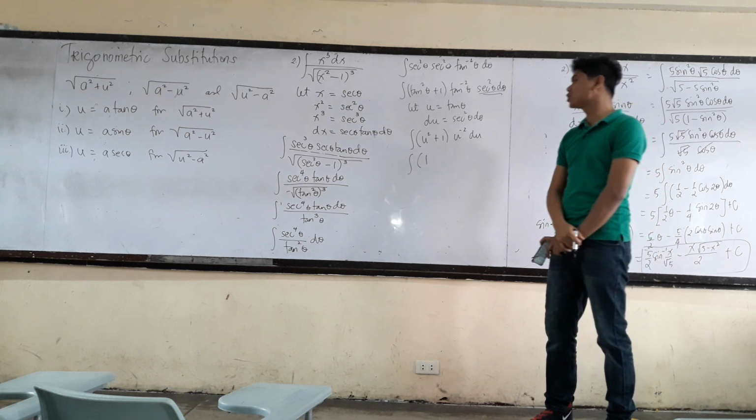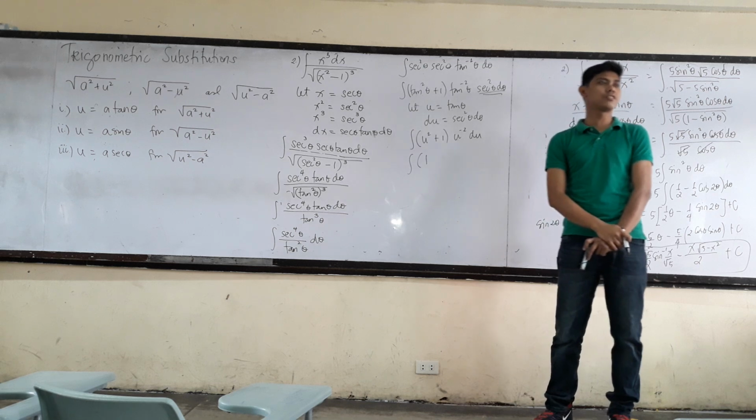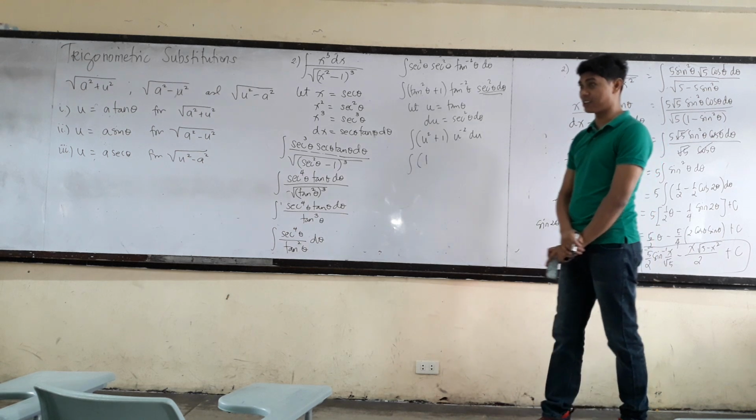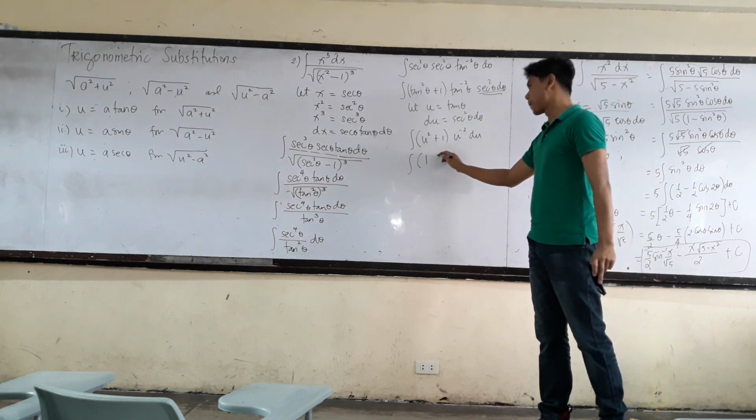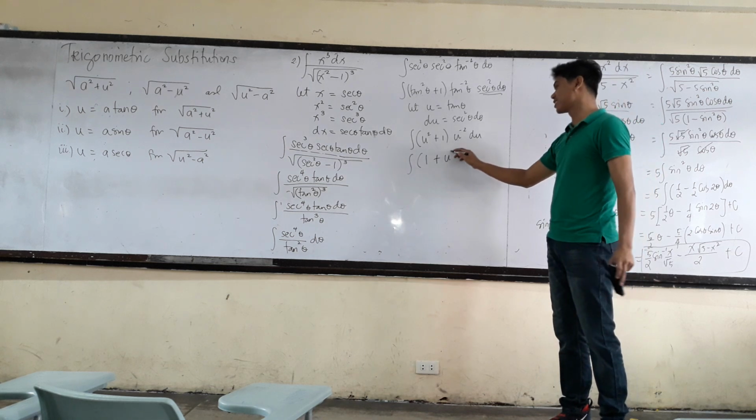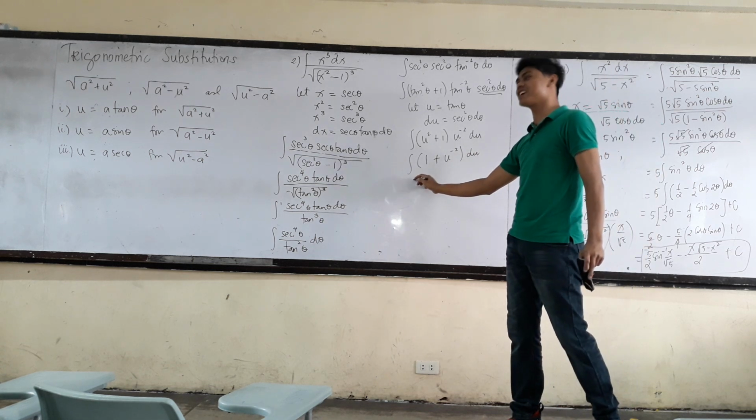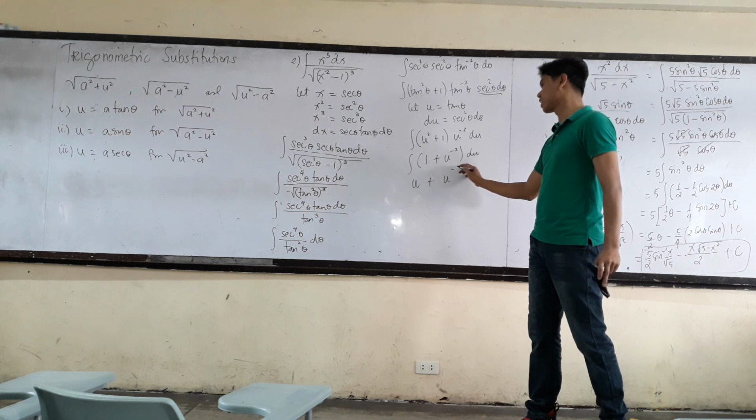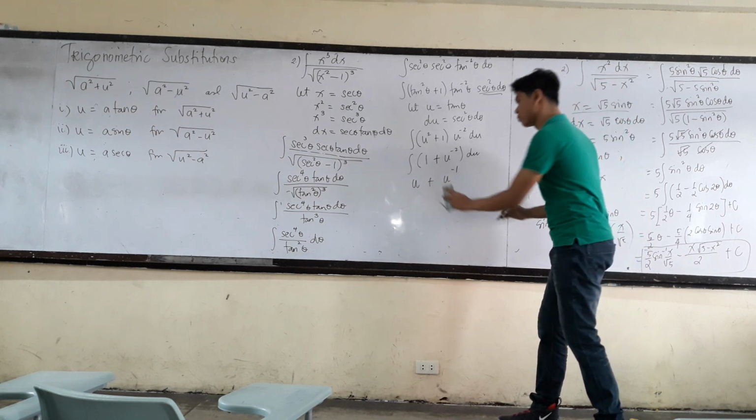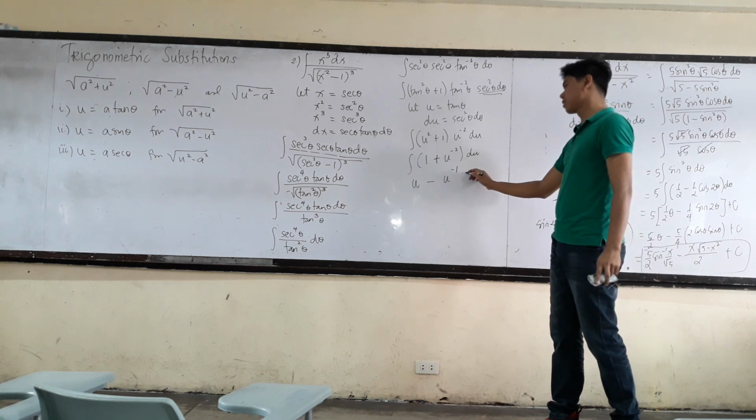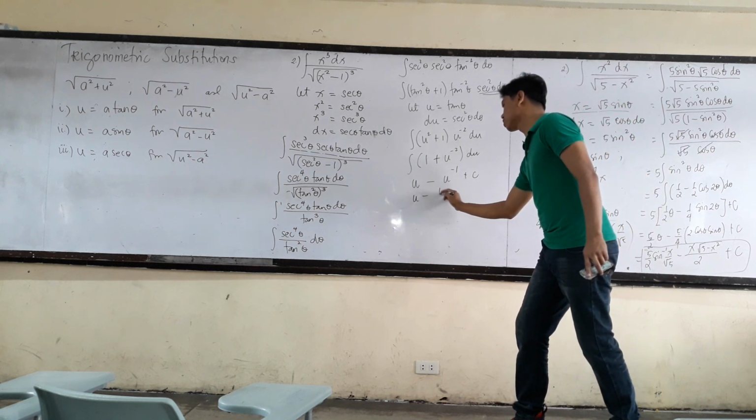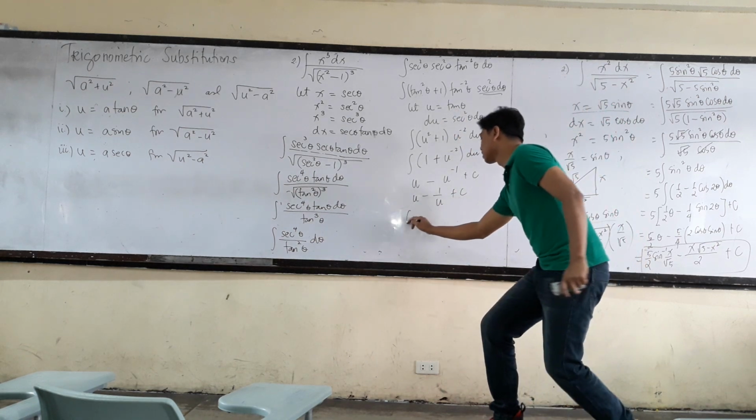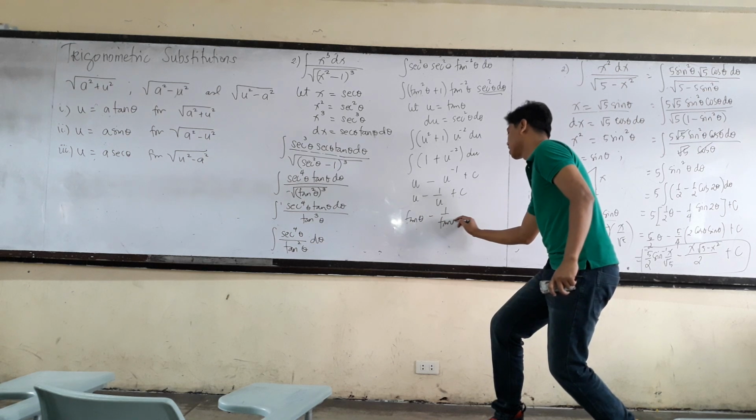u squared times u raised to negative 2 is u raised to 0. Any number raised to 0 is 1. You remember that? Plus u raised to negative 2 du. And the only thing left is to integrate: u plus u raised to negative 1 over negative 1, and then just make this minus, plus c. Then you have u minus 1 over u, plus c. And then we replace u by tangent theta: tangent theta minus 1 over tangent theta plus c.